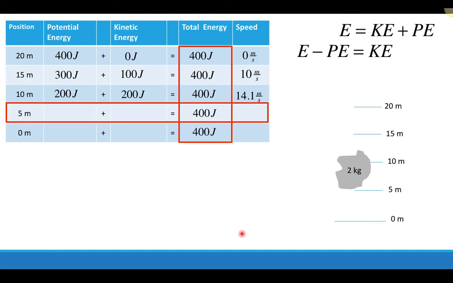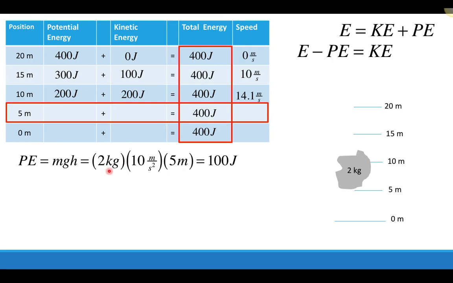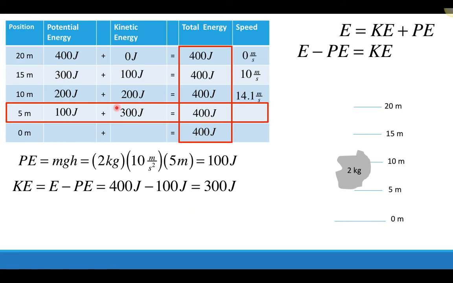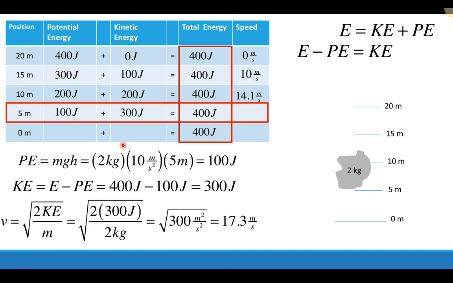If I get to the 5-meter mark, I can go through the same process. I could calculate the potential energy, knowing that I'm at the 5-meter mark, so 2 times gravity times the position above the ground, which is 5 meters, would be 100 joules. If this is 100 joules of potential energy, and I have to add potential and kinetic and get 400, then I know that the kinetic energy is going to have to be 300 joules. And then once I know what the kinetic energy is, I can calculate the speed as I've done before, and I end up with 17.3 meters per second.